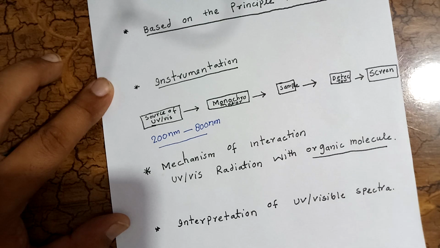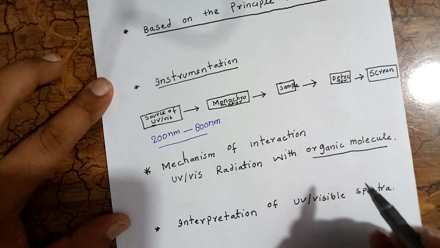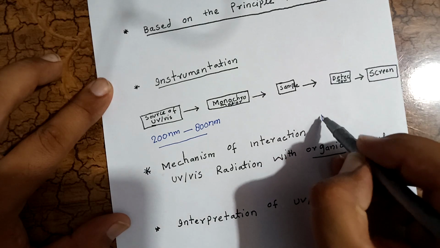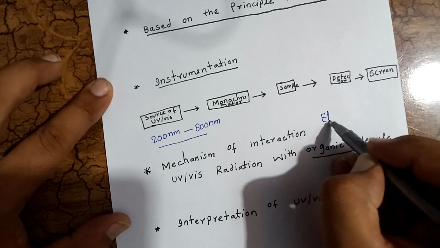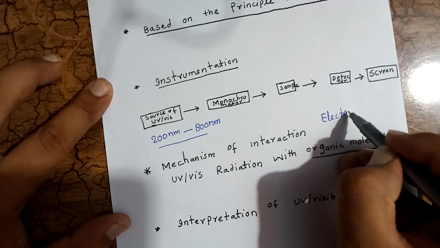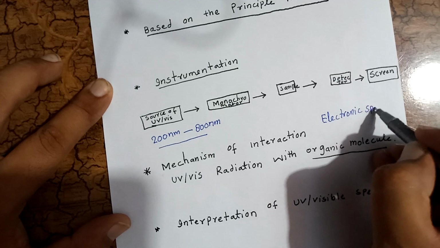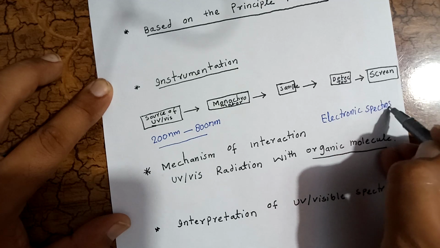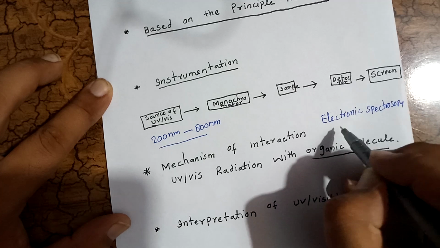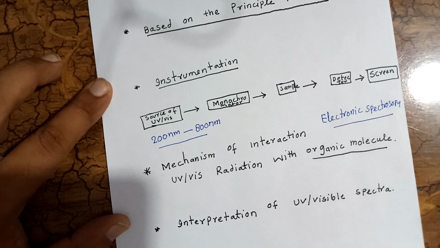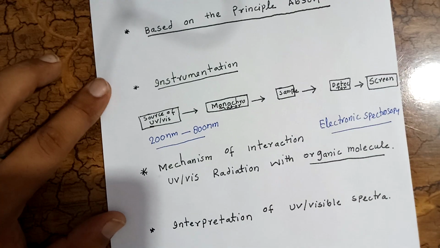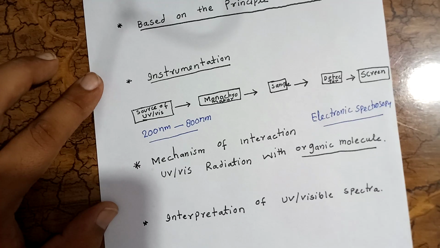And that spectra then illustrates what the molecule actually is. Due to this reason, UV visible spectroscopy can also be called electronic spectroscopy. Why electronic spectroscopy? Electronic spectroscopy means electronic excitations occur. That is the reason it is called electronic spectroscopy.